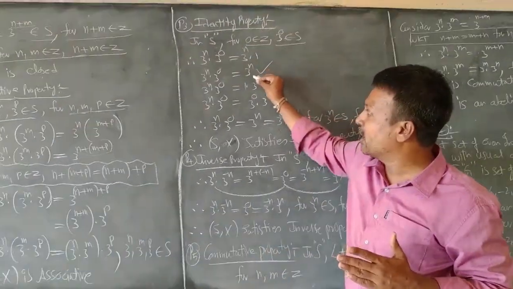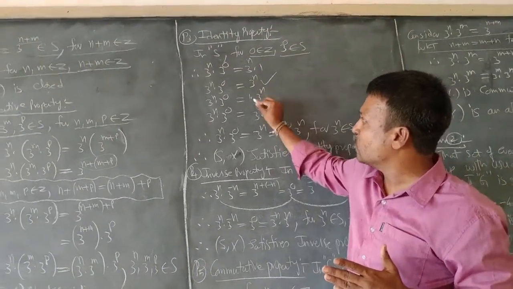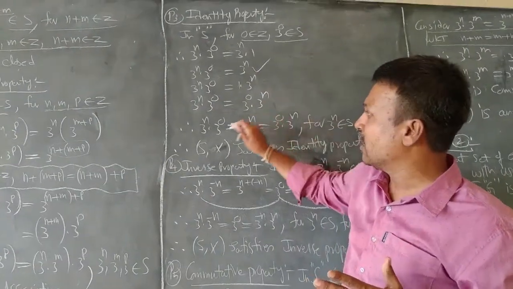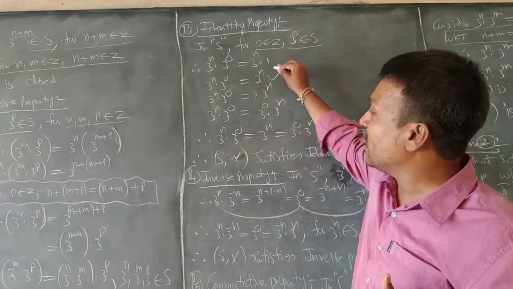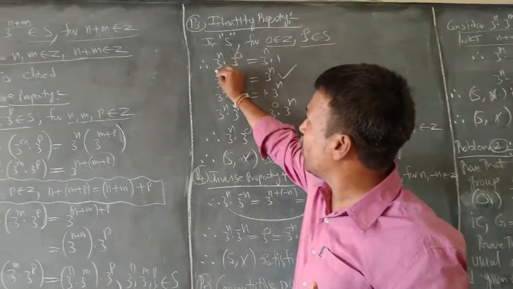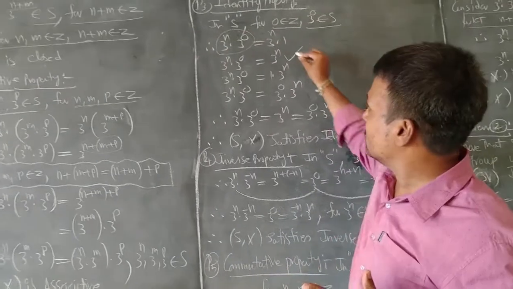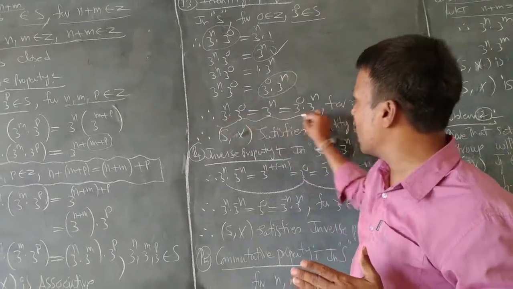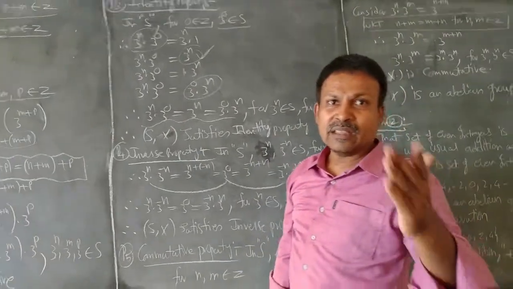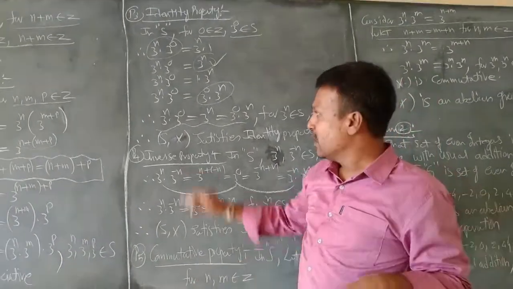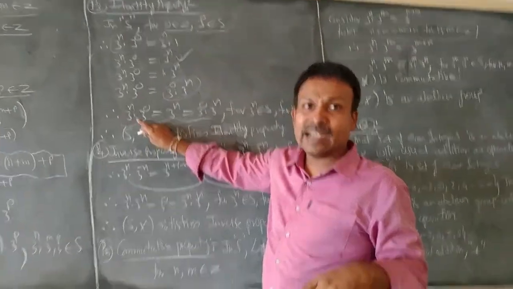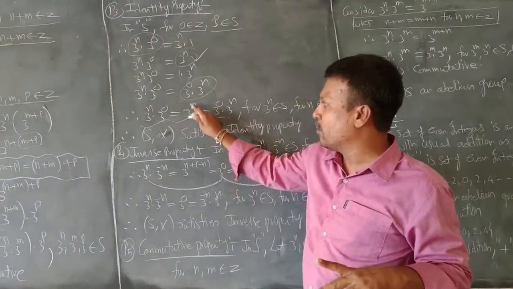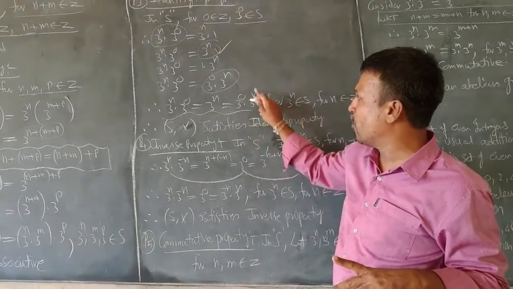Again this 3 power n can be written as 1 into 3 power n. This 1 is written as 3 power 0 into 3 power n. Therefore on the whole, if we combine 3 power n into 3 power 0 and 3 power 0 into 3 power n, and write as one condition, it will be the property of identity. Therefore here we have got the identity property in set S. 3 power n into 3 power 0 is equal to 3 power n is equal to 3 power 0 into 3 power n.